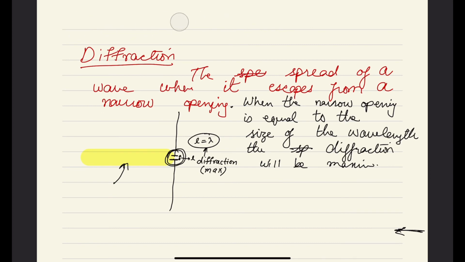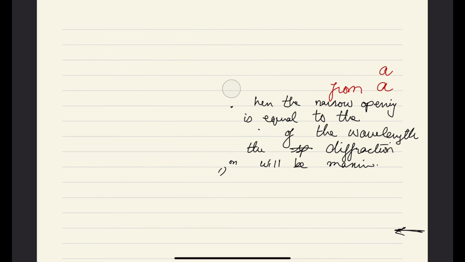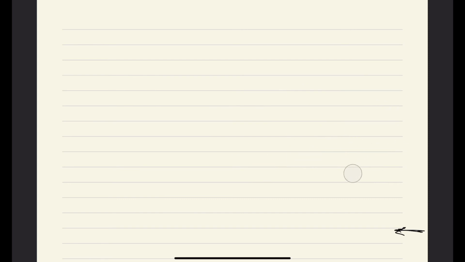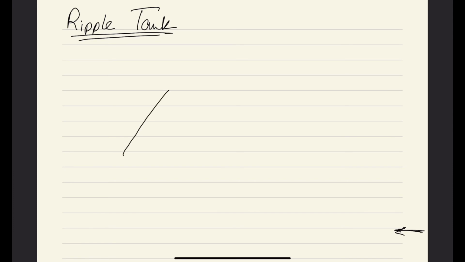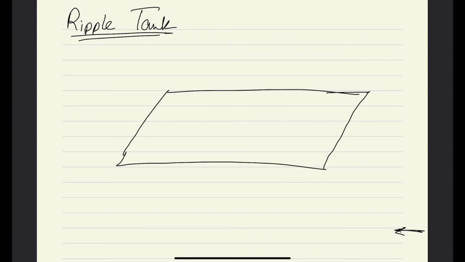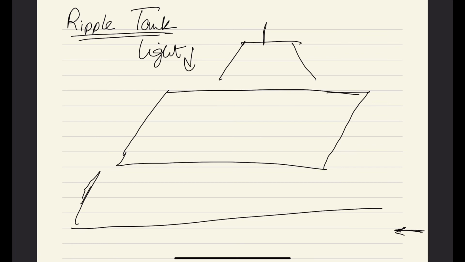Okay, so now we'll discuss some more properties of the wave by drawing a ripple tank. So a ripple tank is a tank with a transparent sheet at the bottom, and there's a light lamp at the top. There's light coming from here, and there's a white sheet at the bottom.